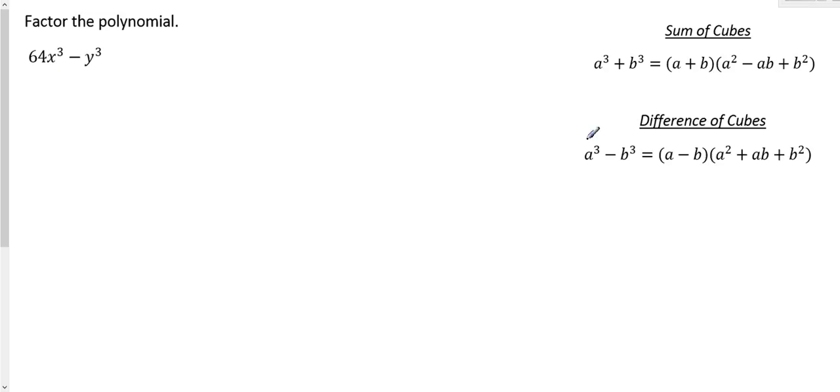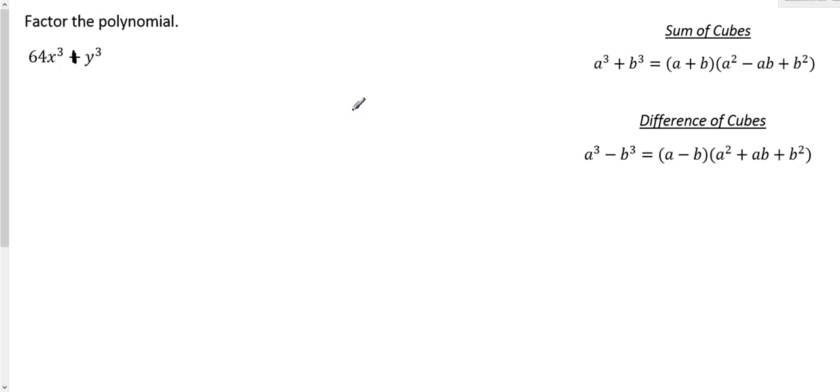Actually, let me modify this one. Instead of doing 64x to the third minus y to the third, let's do 64x to the third plus y to the third. Let's try this one. Factor the polynomial. The polynomial is 64x to the third plus y to the third. That one is actually a sum of cubes.